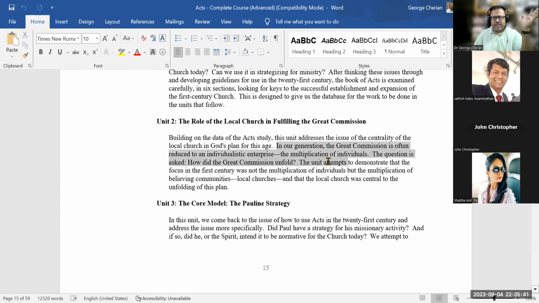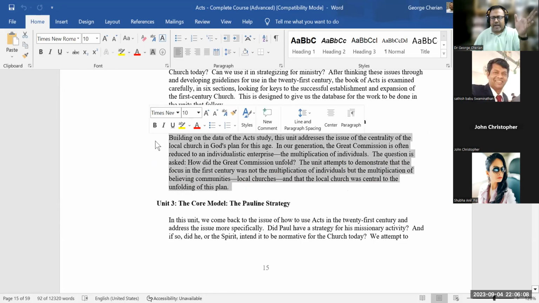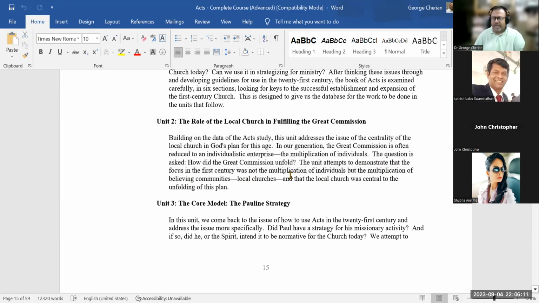In our generation, the Great Commission is often reduced to an individualistic enterprise, the multiplication of individuals. The question is asked, how did the Great Commission unfold? The unit attempts to demonstrate that the focus in the first century was not a multiplication of individuals, but a multiplication of believing communities, the local church, and that the local church was central to the unfolding of this plan. So key. Now, in my paradigm shift ideas that I shared, can you see this was paradigm shifting? This unit will shift the paradigm. It will give you a fresh view of missions.